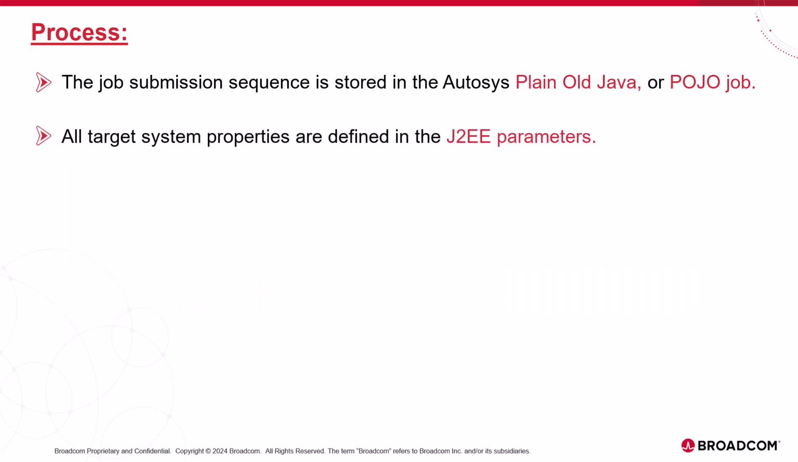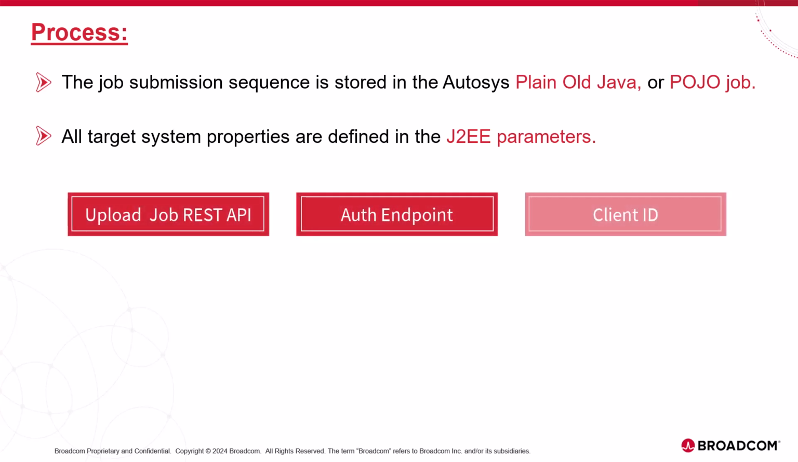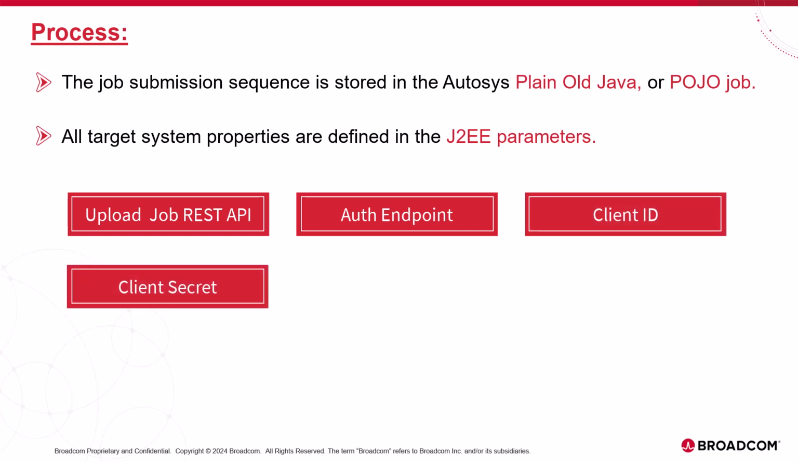All the target system properties, including the endpoint, upload job REST API, auth endpoint, client ID, client secret, and other parameters, are defined in the J2EE parameters. These parameters may vary depending on the authentication method used. Let's look at the sequence of execution.